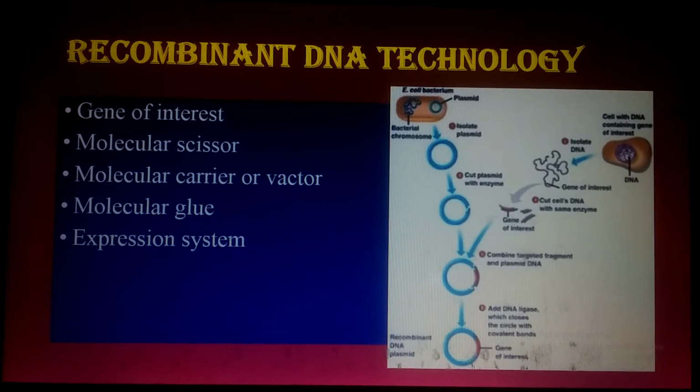It consists of the following steps. This process needs the gene of interest, molecular scissors, which means restriction enzymes, and molecular carriers, which are vectors, molecular glue like ligases, and an expression system like bacteria. Is it clear? I will discuss all these things one by one.